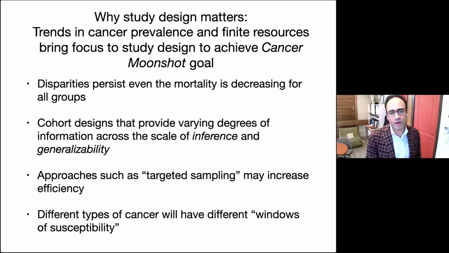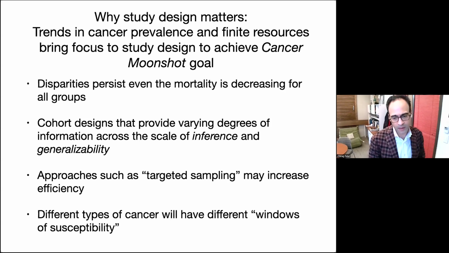And you have different methods in your cohort designs in your armamentarium to traverse inference and generalizability. So what you use for your specific question, I think, was a major discussion point that was brought up. And approaches such as targeted sampling may increase efficiency. So upsampling individuals who are at high risk or predisposed.